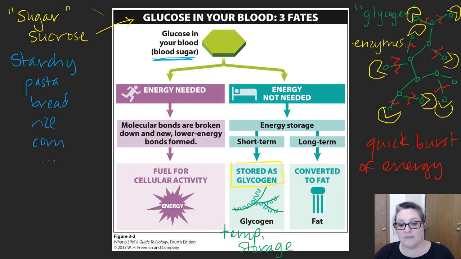Now this is only found in animals, not plants. Plants do not make glycogen. They make something else called starch, which we'll talk about in a bit. So in humans and animals, we store energy long-term as fat. Excess sugar will eventually be converted into fat for storage.